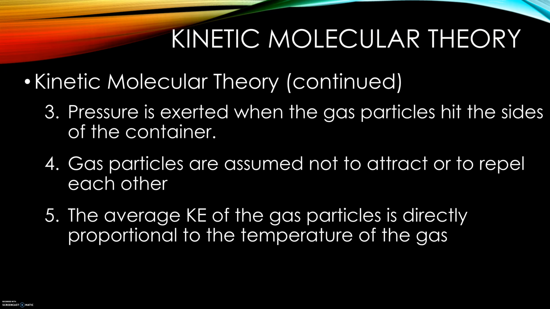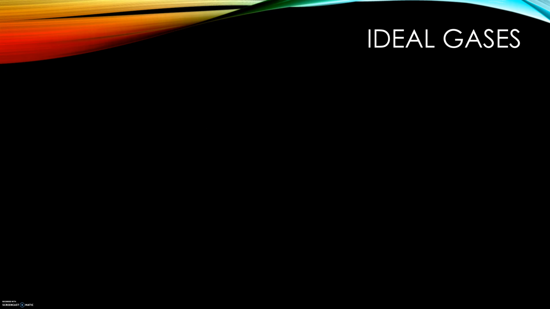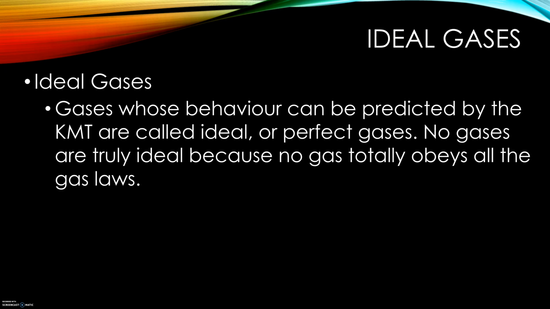So what is an ideal gas? Well, basically, ideal gases are gases whose behavior can be predicted by the kinetic molecular theory. Those are what we call ideal, or so-called perfect gases. Right? However, no gases are truly ideal because no gas totally obeys all the gas laws.